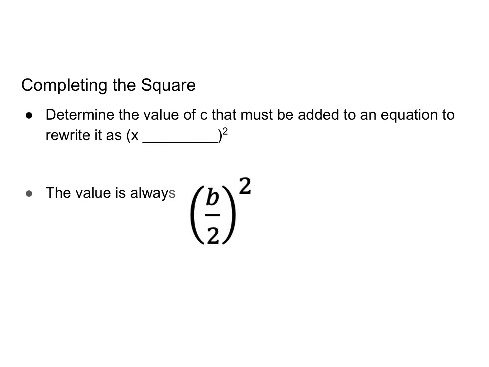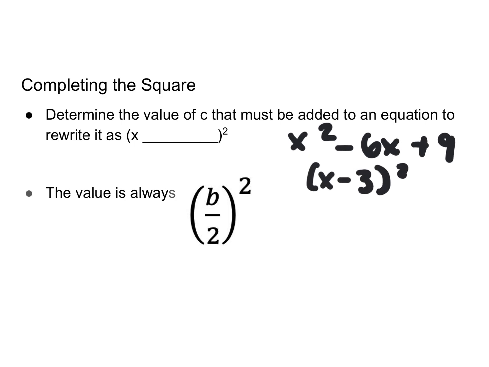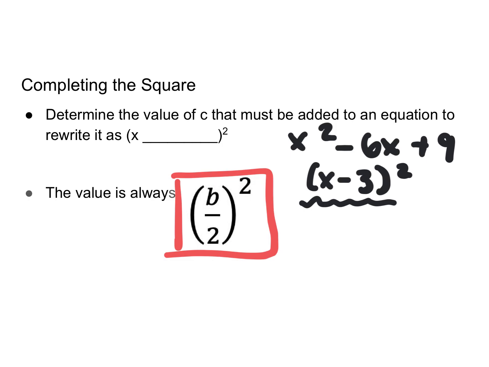Now we'll work on converting to standard form when we are given equations in other forms. Before we can do that, we first must discuss an algebraic topic called completing the square. What you're trying to do is determine the value of c that must be added to an equation so you can write it as x with something squared. So for example, we know that x squared minus 6x plus 9 is really x minus 3 squared, because the goal is to make it so that we get this term like this. And that value that you always add is always going to be b over 2 squared. We'll talk about that in the next slide.